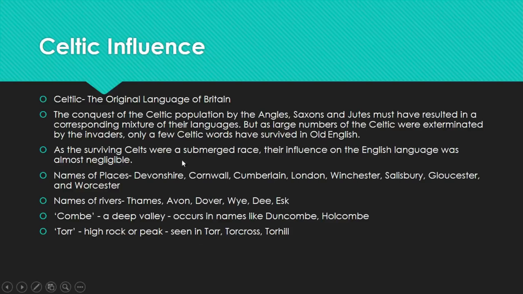It is because very few Celtic words have survived in Old English, because after the Anglo-Saxon conquest, only a few Celts remained, but those who remained were a submerged race.